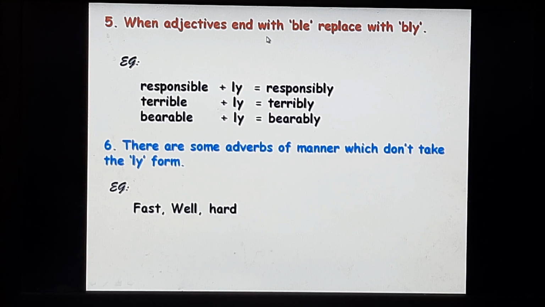When adjectives end with ble, replace it with bly in the adverb. Example, responsible plus ly responsibly. The ble is changed into bly. Terrible plus ly terribly. Bearable plus ly bearably. There are some adverbs of manner which don't take the ly form. This is important. Example, fast, well, hard. We never say fastly. Okay, it is fast only as an adverb.